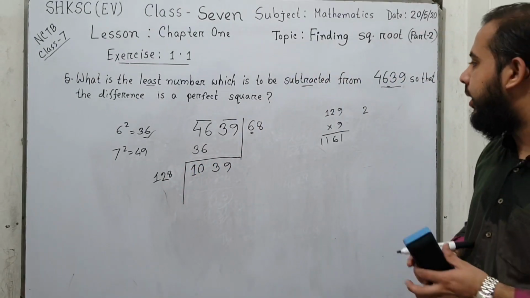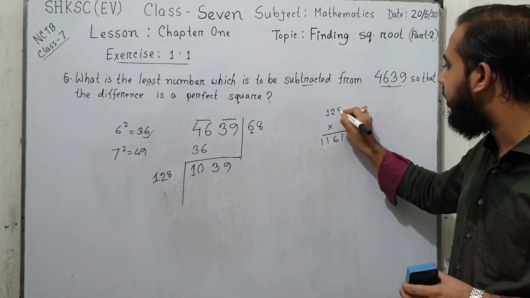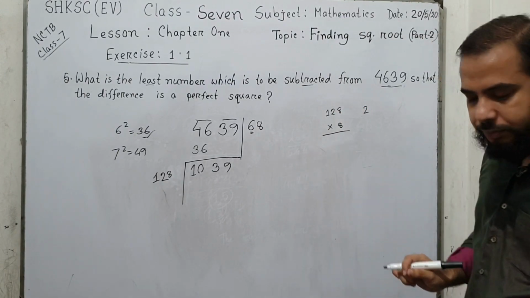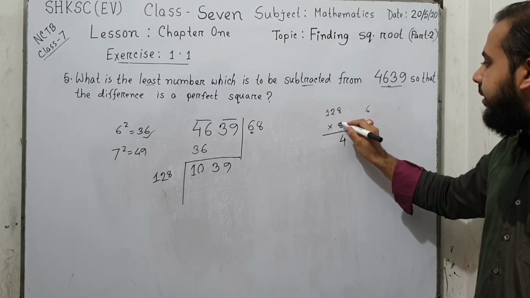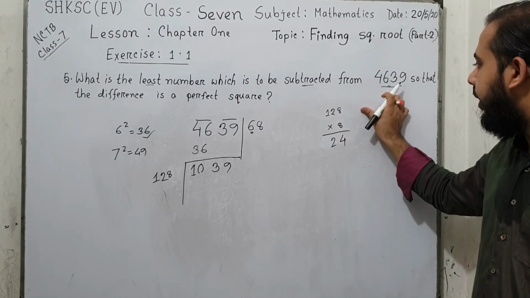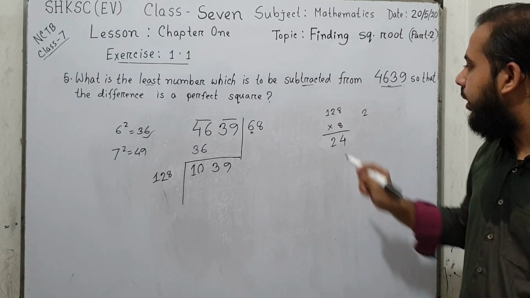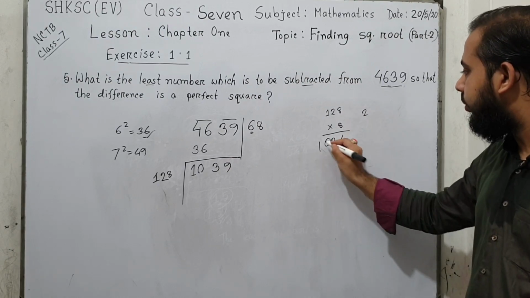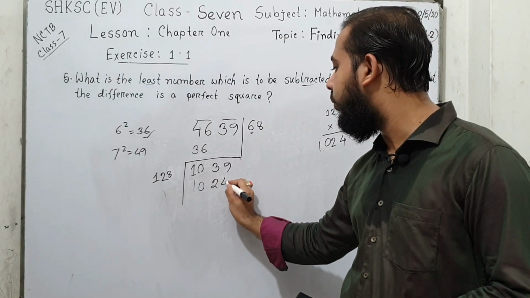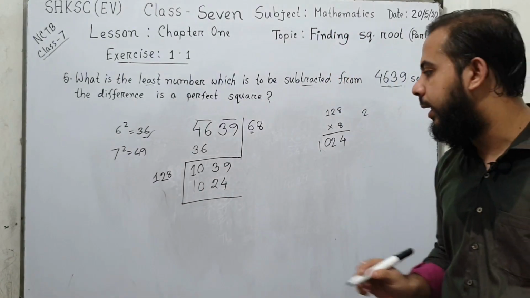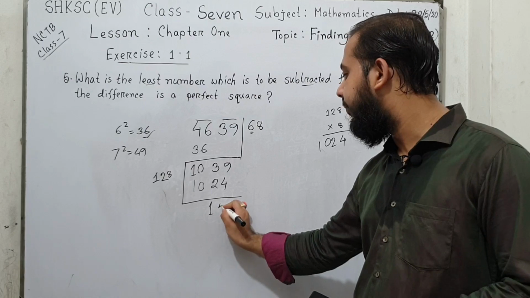So if we multiply 128 by 8, we'll get 8 times 8 is 64. In hand we have 6. 8 times 2 is 16 plus 6 is 22. In hand 2. 8 times 1 is 8 plus 2 is 10, so 1024. So if we multiply this number, 1024 will be the closest to 1039. Now if we subtract, we will get 15 here.